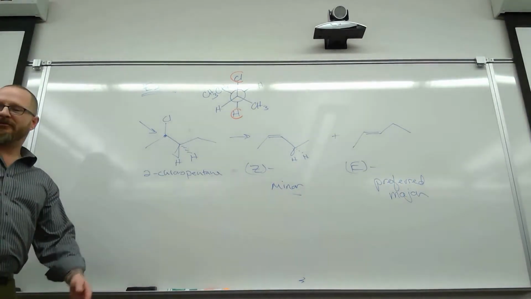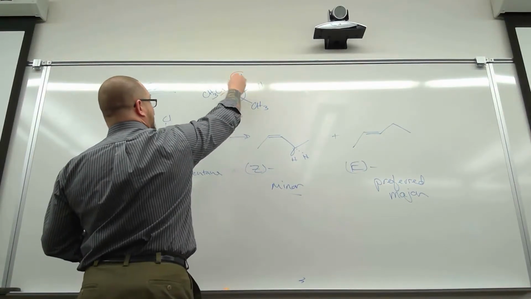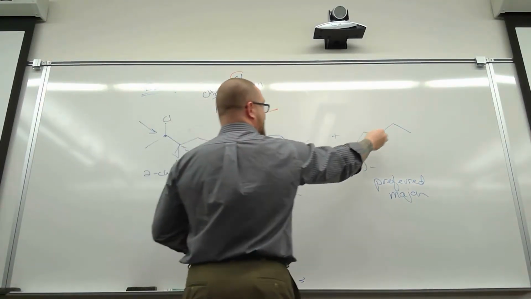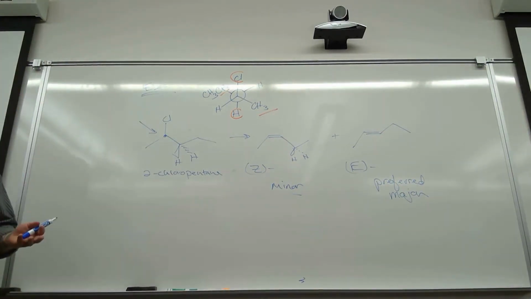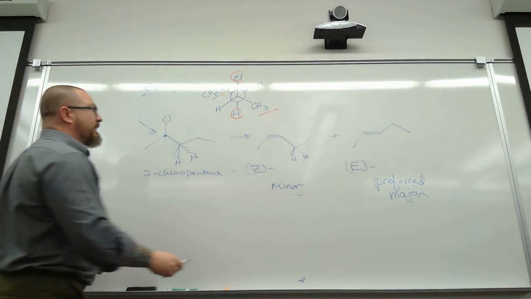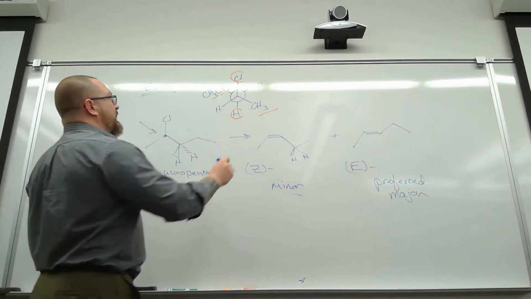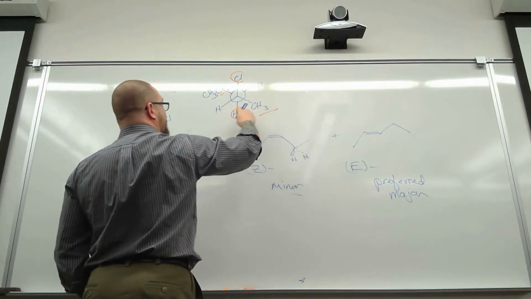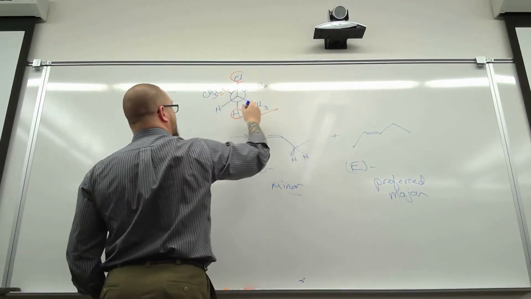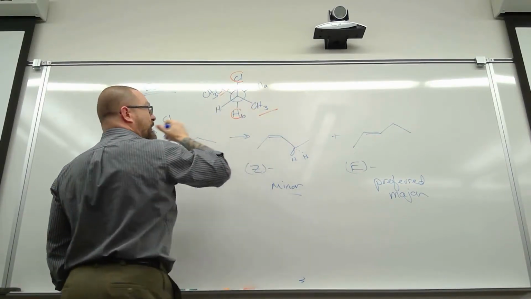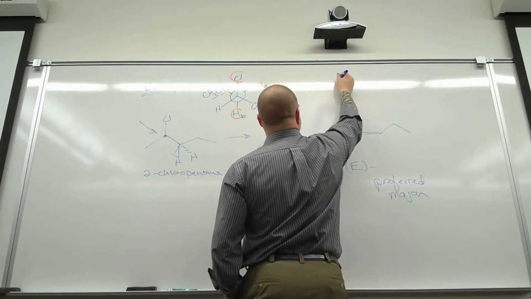But if you look at it, one's on this side, one's on this side, that is going to be E. They're going to be trans to one another across the double bond. So this will give you the E product. If we take this and put this hydrogen down here, bring this hydrogen up here, we can call this A, B, and we don't need to label the ethyl group, and just rotate the rear group and leave everything in the front the same.